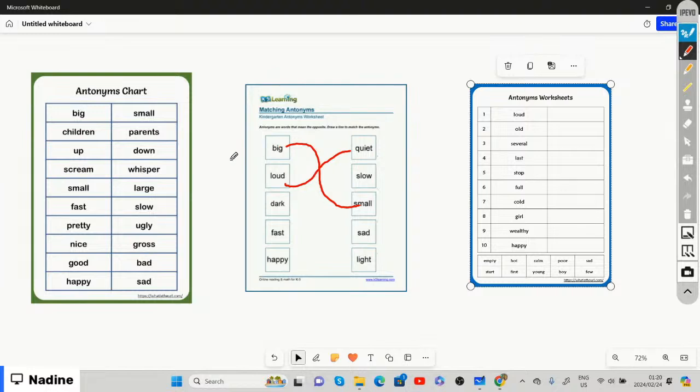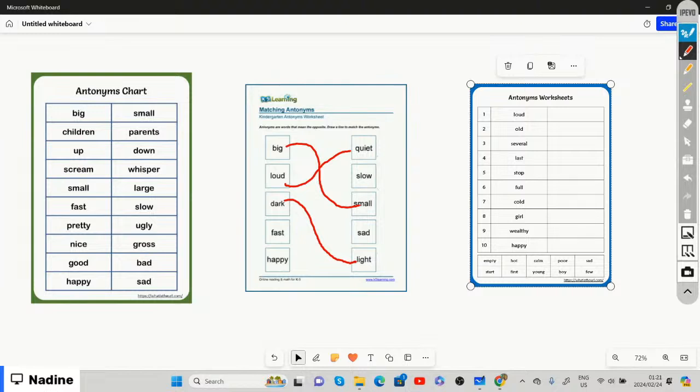Dark. What is the opposite of dark? If it's not dark, then it's what? If we were to find the opposite of dark, I'm sitting in the dark, but once I switch on the light, there is light. Dark and light is great. So well done. Dark and light.